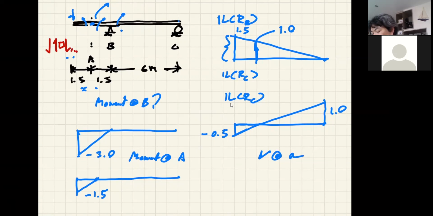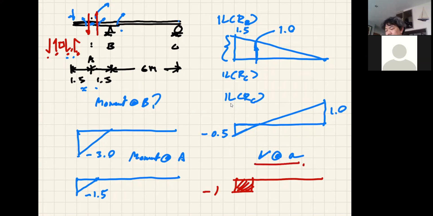Okay, this is on the left, and this is on the right. So this one can come down a little bit, and you can force this to go up because you have two reactions. So that means the influence line of the shear at A will be just like this portion, and it is -1. Okay, so that's Muller-Breslau for us.